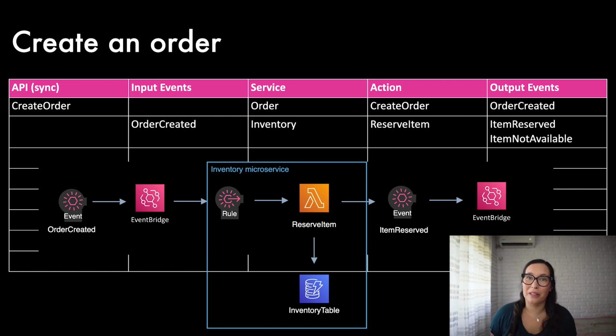And this is in the inventory microservice. Maybe this is something you need to implement, that it was not there for you. What it does is it goes to the items table and updates that it has something to reserve, and it produces two events. One is the item reserve, and then the item not available. Item not available is an error event, and we will talk about that in a moment.